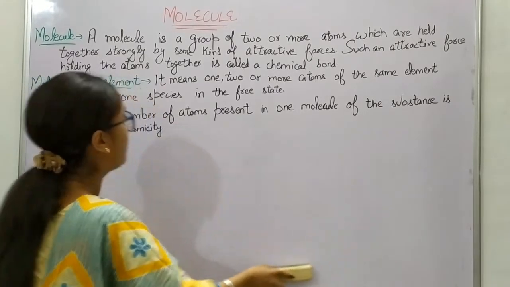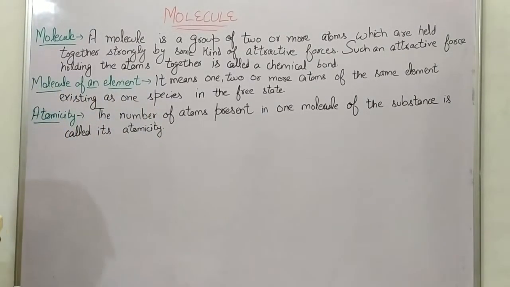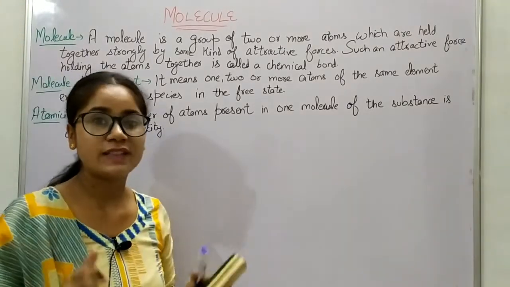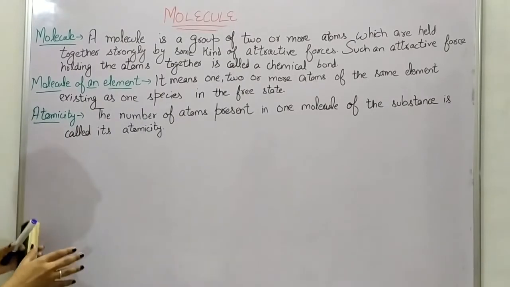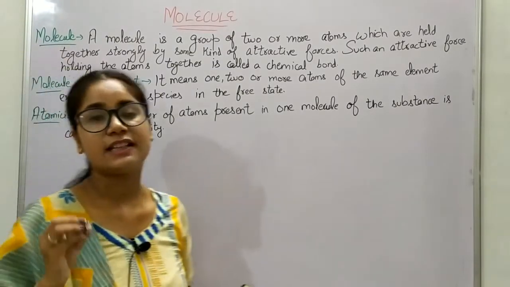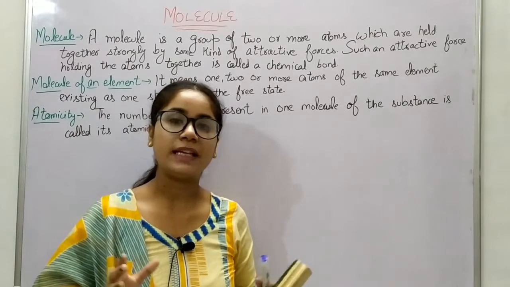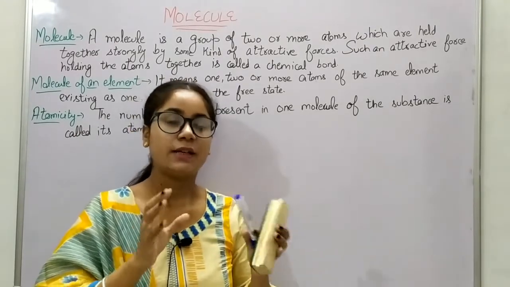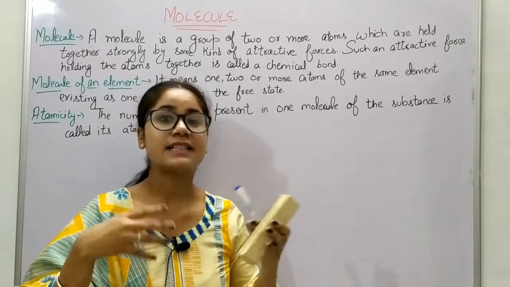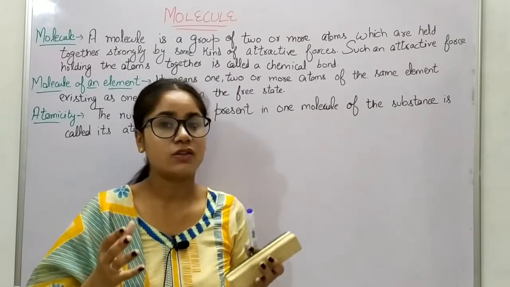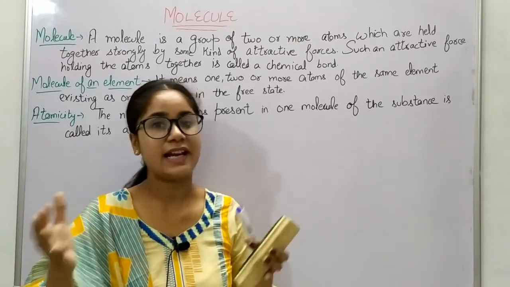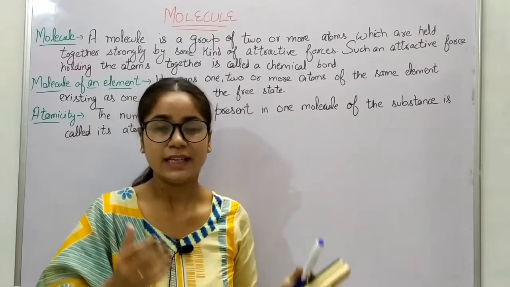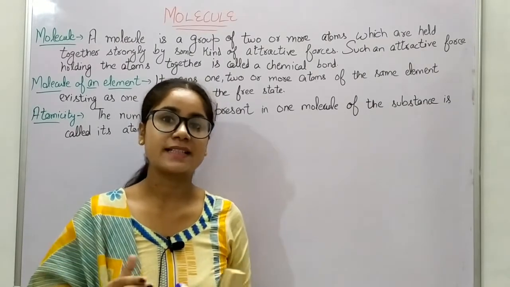Now we're going to study about the molecule of an element. Now what is a molecule of an element? It means 1, 2 or more atoms of the same element exist as one piece in the free state. Now the meaning of molecule is all the atoms are grouped together by strong attractive forces, but they exist freely. Atoms are not able to exist freely, as they may react with any other atom of another element or same element. Okay, but the molecule, they can exist freely.